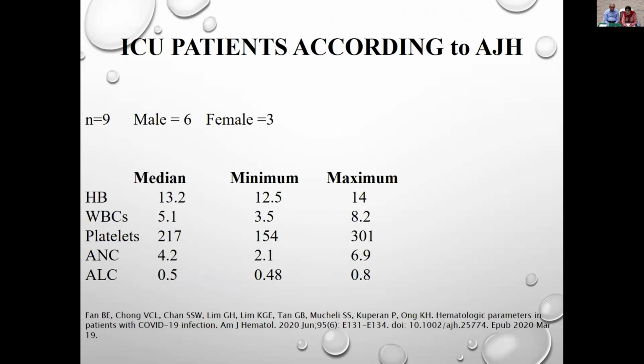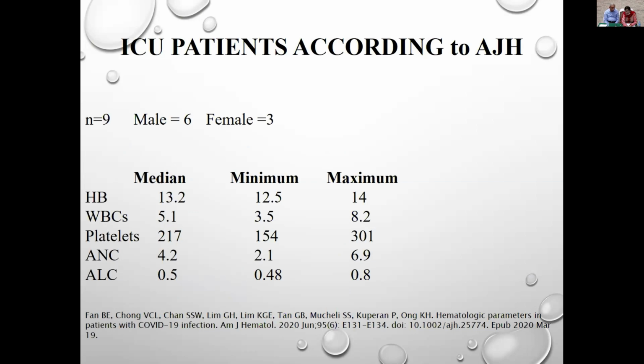Then they took the ICU patients. They presented 9 patients in that paper. Among them, 6 were males and 3 were females. The median hemoglobin of those patients was more or less the same as that of non-ICU patients. It was 13.2 grams. The WBCs went higher. They were 5.1. The platelets were more or less the same as in the non-ICU patients.